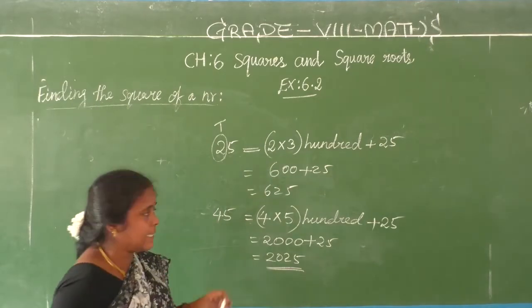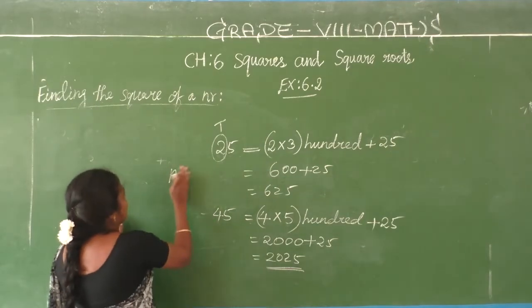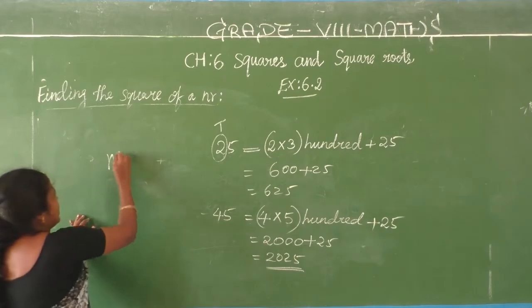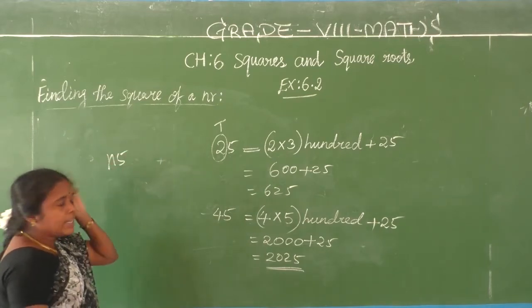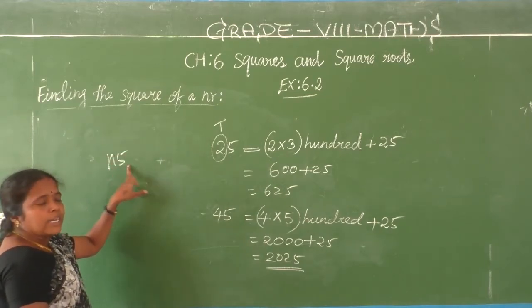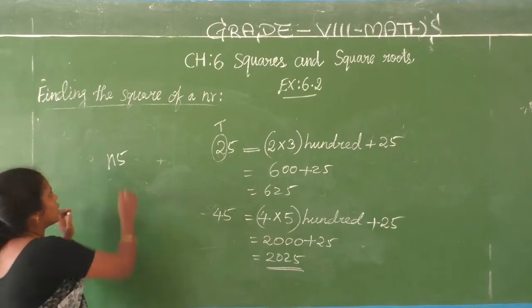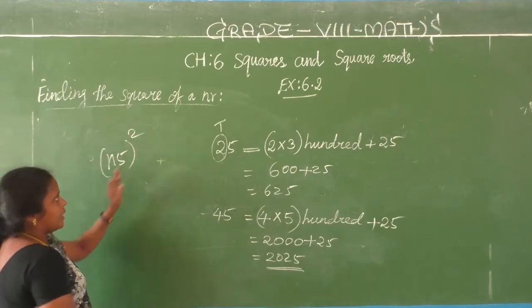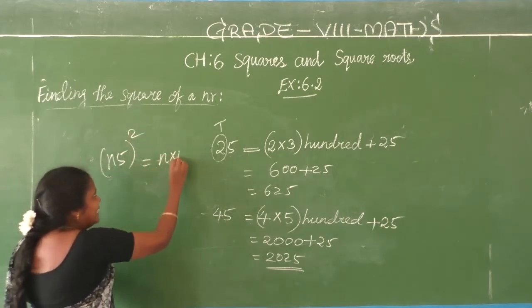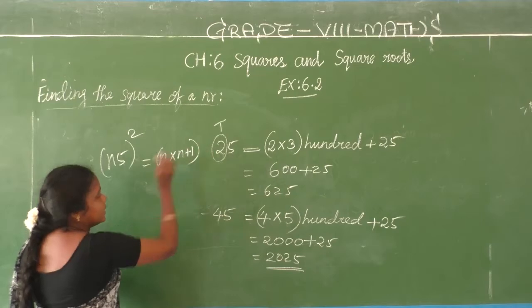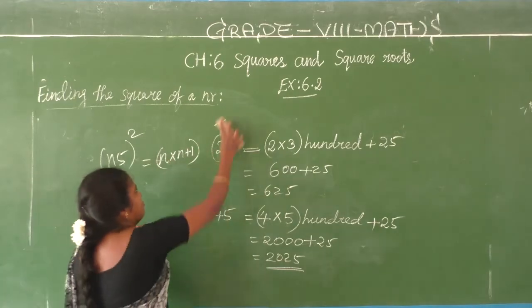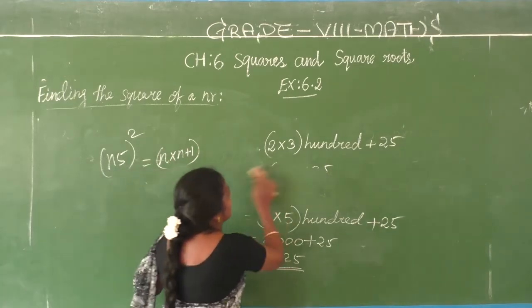Suppose in general n5, what is the formula? Actually n5 is a two-digit number ending with 5. N is in the tens place. What is the square of n5? What to do? n into n plus 1, into 100, plus 25. What am I doing?